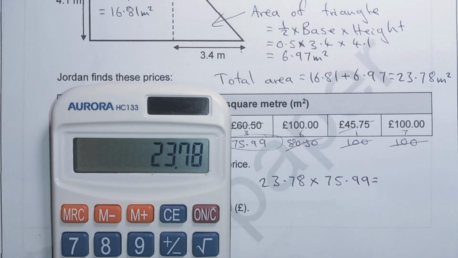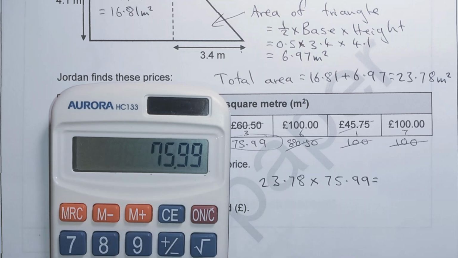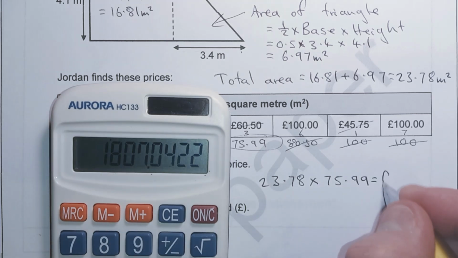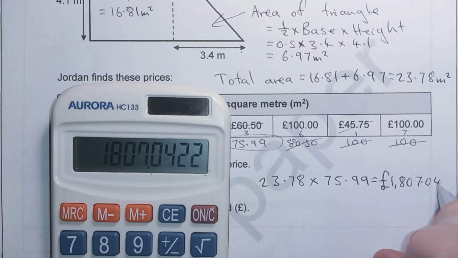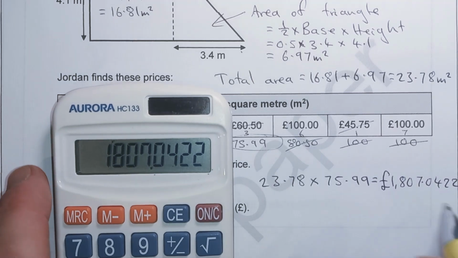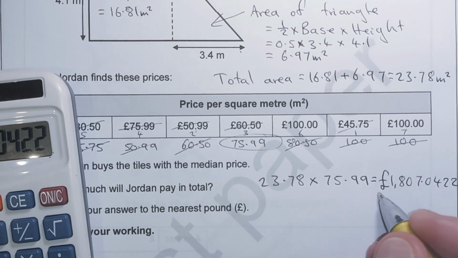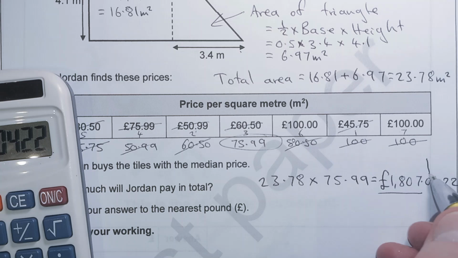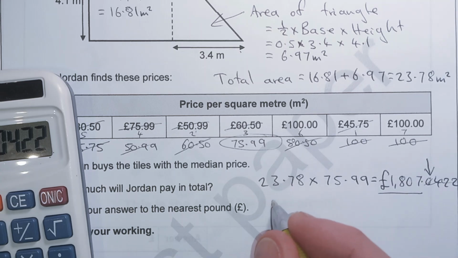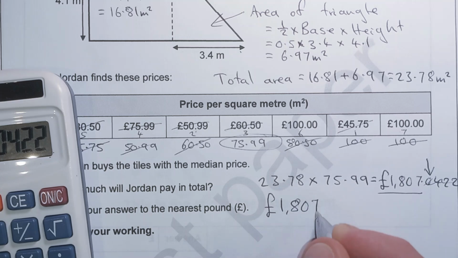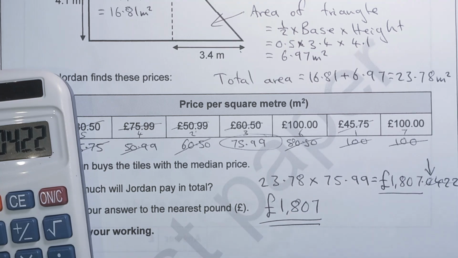Still got that in the calculator, times 75.99, and gives us 1,807.0422. But because this is money, we only want pounds and pence, but actually they've said to the nearest pound. So these are the pounds. We look at the digit afterwards. It's less than 5. So we can ignore all of that and just say to the nearest pound, it's £1,807.